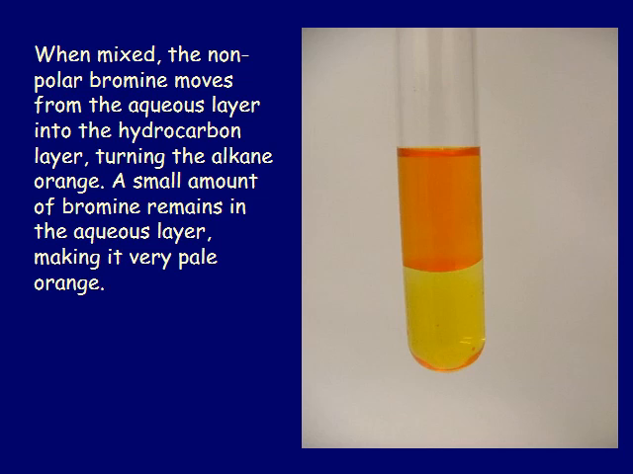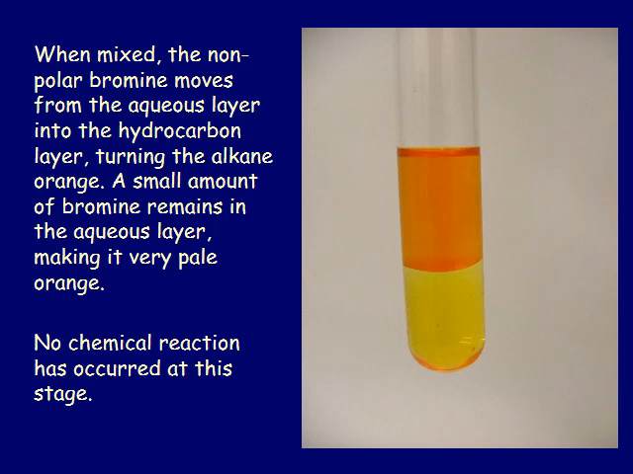layer, and this turns the alkane orange. A small amount of bromine remains at the bottom, giving the lower aqueous layer a very pale orange colour. But you have two layers, a very dark orange layer at the top and a very pale orange layer at the bottom. So at this stage, no chemical reaction has occurred.